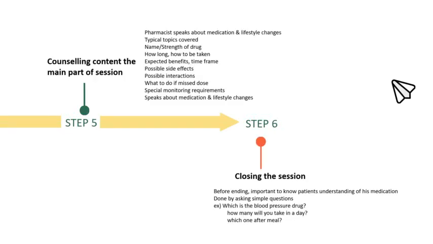Step 5. Counseling content is the main part of the session, for example, information about drugs such as name, strength, duration of effect, side effects, and so on. Step 6. Closing the session. In this step, you have to make sure of the patient's understanding of their medication by asking simple questions such as, which is a blood pressure drug? How many will you take in a day?